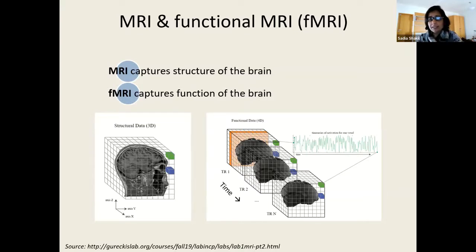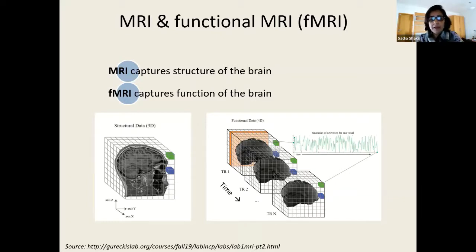Again, the basic unit of functionality in a functional MRI is again a voxel, but there is a difference between the voxel of an MRI and fMRI in the sense that the resolution of the MRI voxel is a lot larger as compared to the functional MRI images. However, functional MRI still has a high resolution as compared to the other modalities that are used to capture the function of the brain, like EEG.